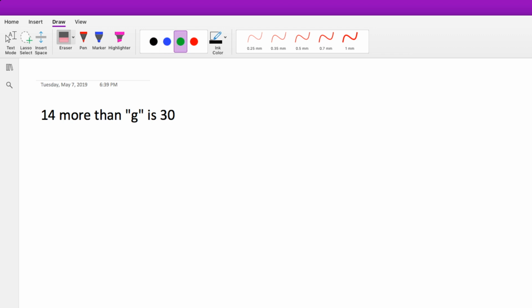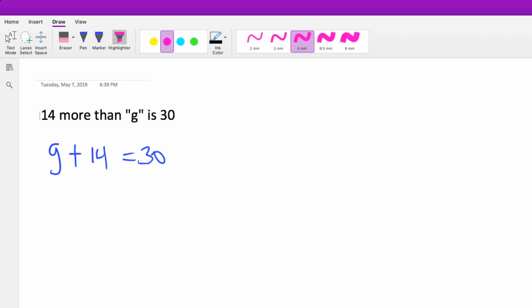14 more than G is 30. So we know we can't just say 14 plus G equals 30. Now, knowing what we know about that other example, how do you think we're going to do this? We're going to start by saying G plus 14 equals 30. Now, why is that? Because it says 14 more.